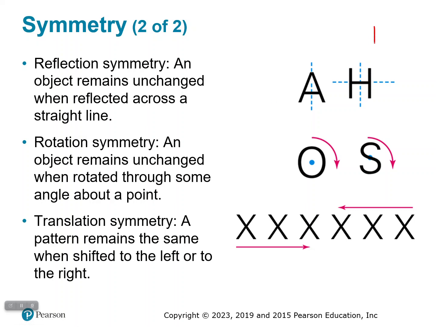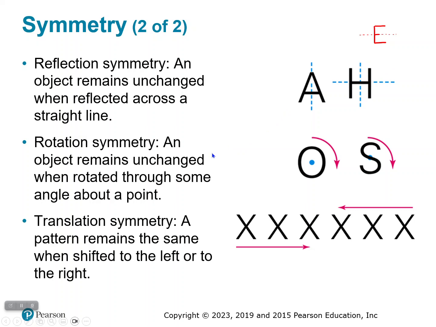If we look at a letter like E, we do not have any vertical symmetries, but if we were to put a dotted line through here, we do have top to bottom symmetry on the capital letter E.